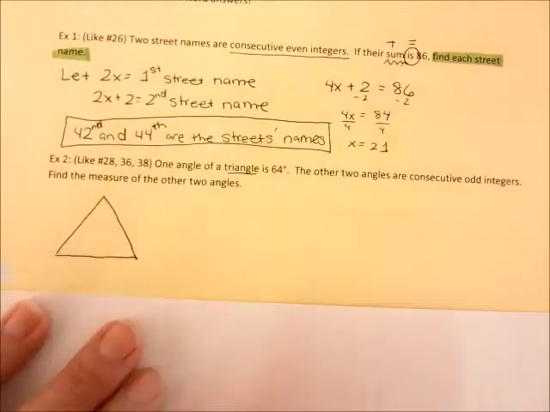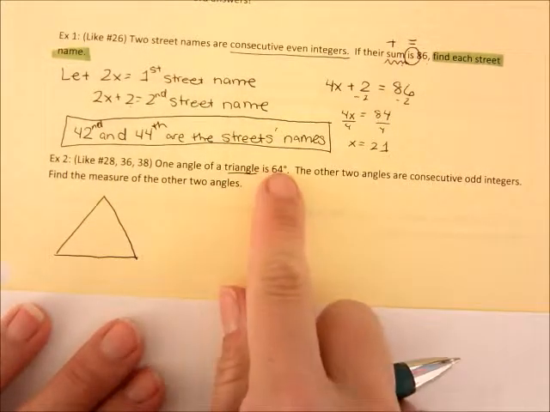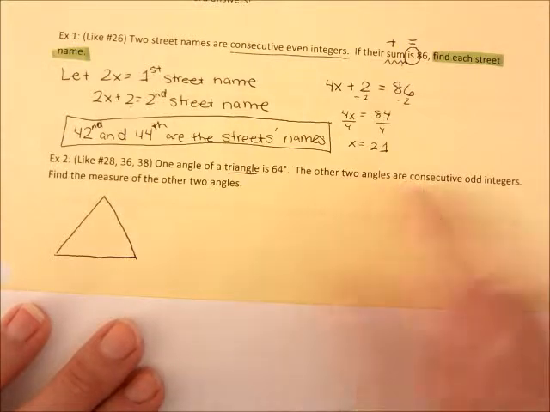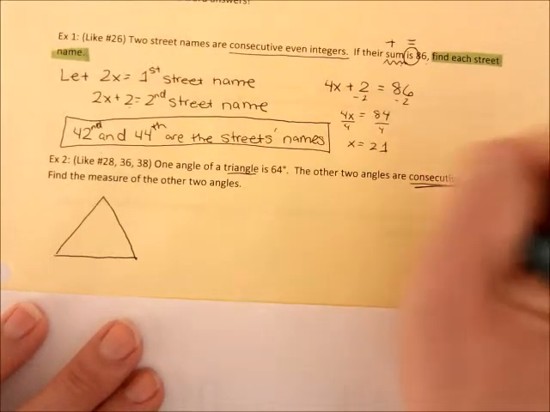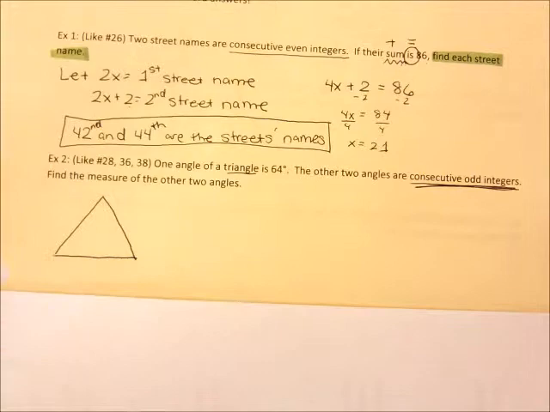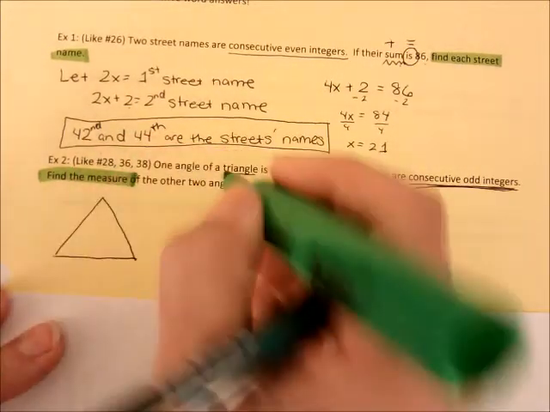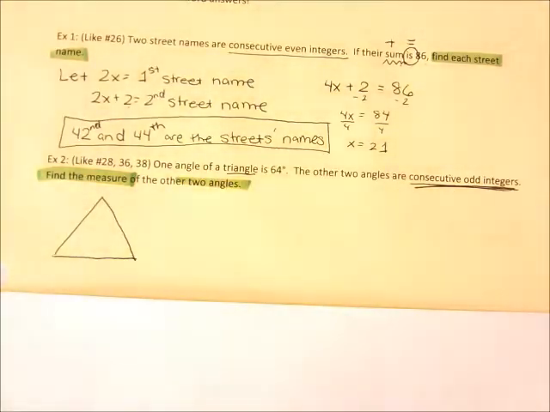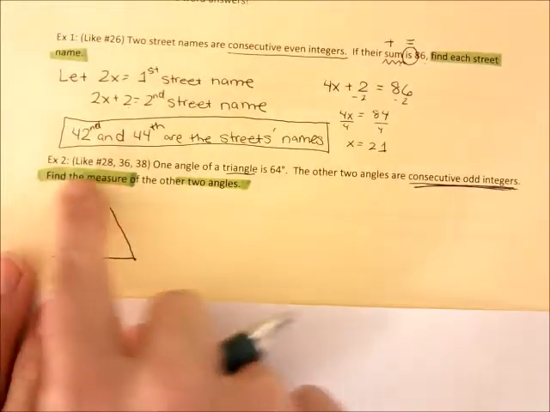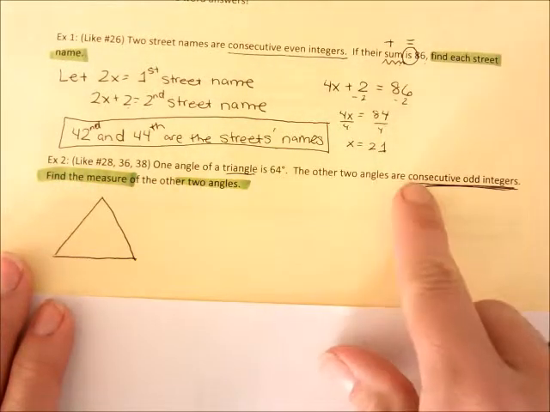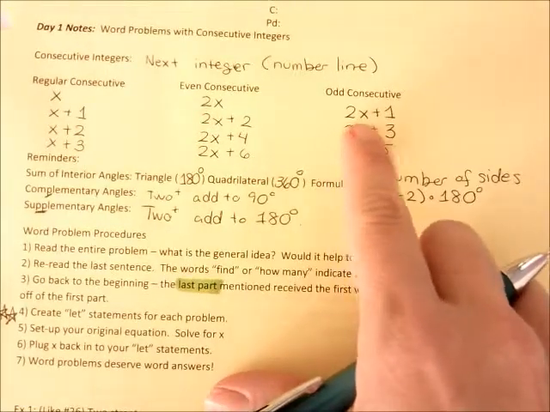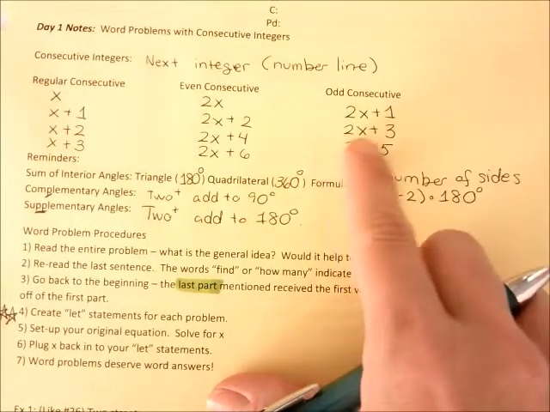As I go through the problem, it says one angle is 64. The other 2 are consecutive odd integers. And then it says find the measure of the other 2 angles. So it says find the measure of both angles. So I know that these get the variable, and I know this is about consecutive odd, so let's go back up. Consecutive odd, what's the first one we're going to give it? And the second? Okay, let me go ahead and label that picture.